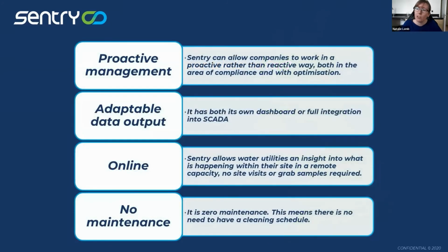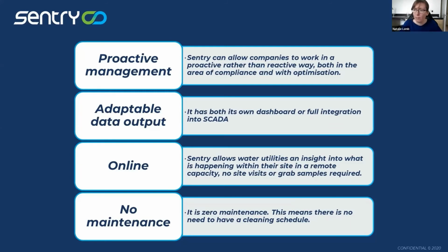So for me with SENTRY, the biggest advantages that I find about it is proactive management. It's allowing water companies to respond before compliance problems happen. So it's about reacting proactively rather than reactively. Secondly, the data output. You can use the dashboard that I showed you before with that toxic shock event, or it has full integration into SCADA. So whichever works best for you really.